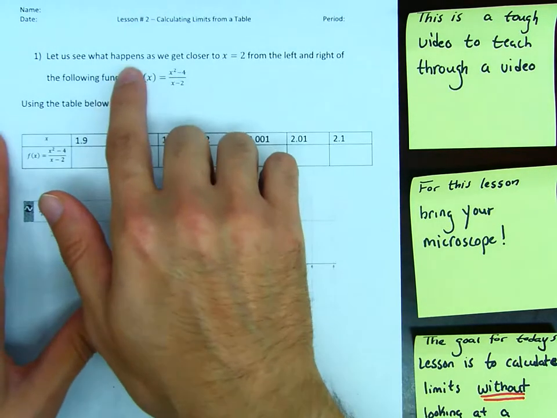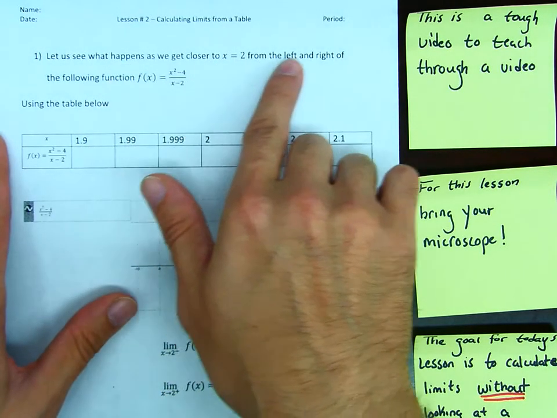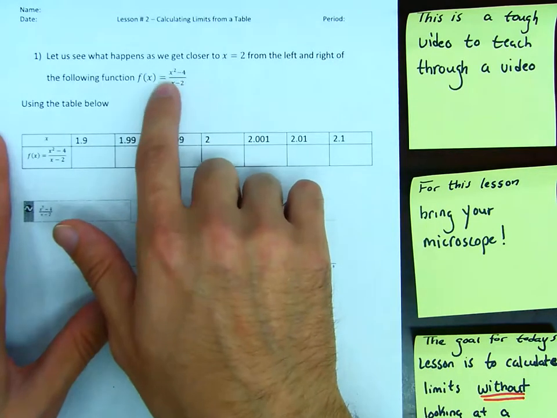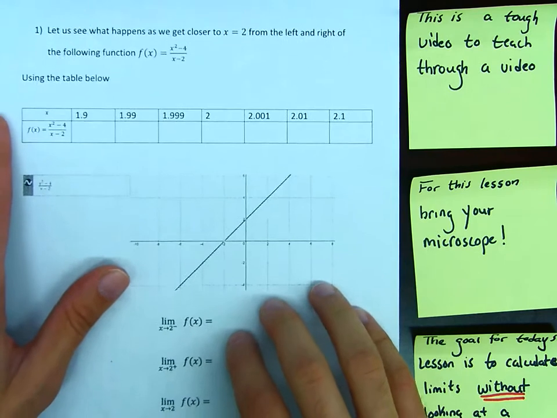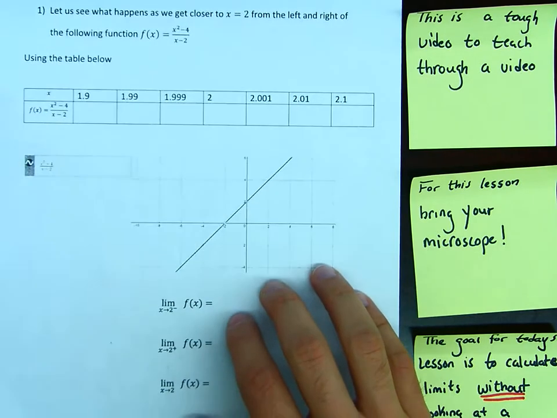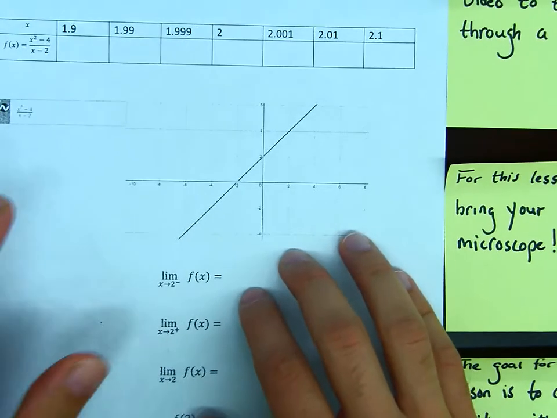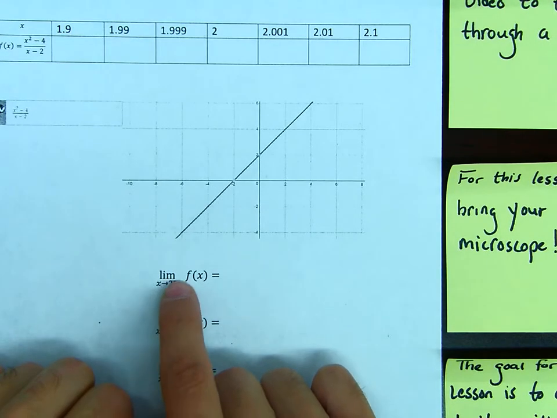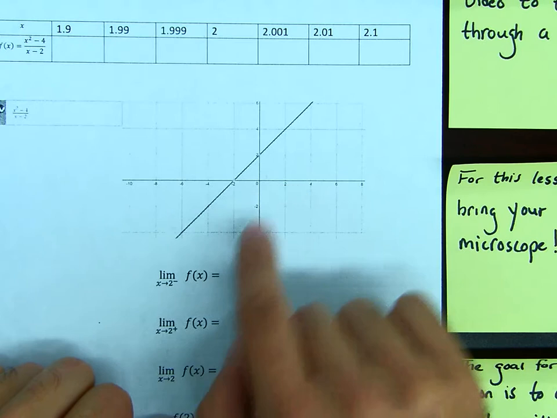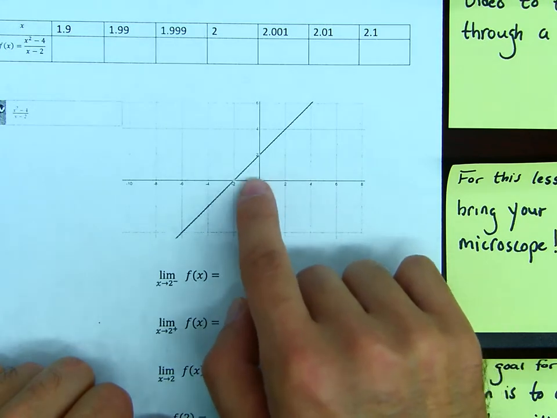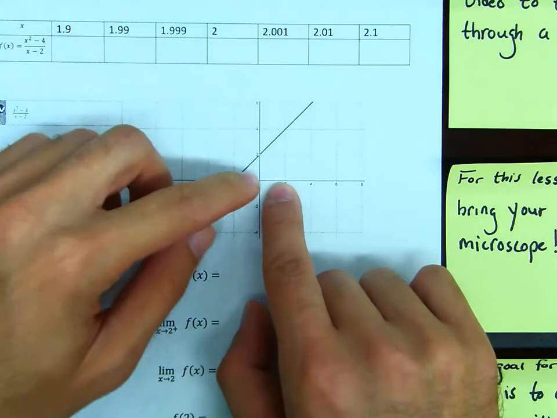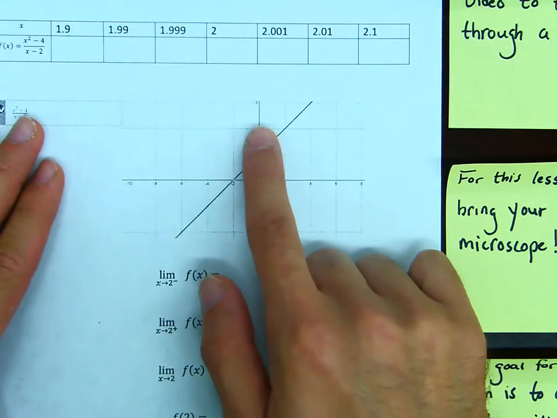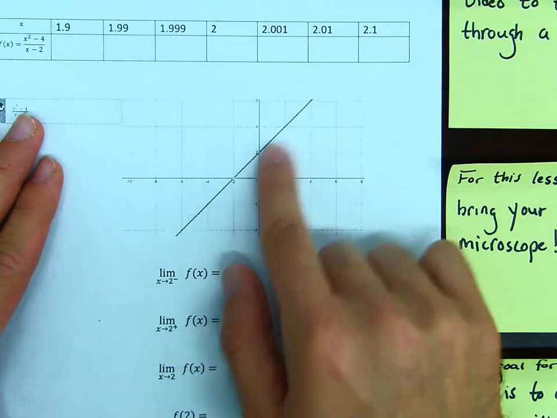Let's see what happens as we get closer to x equals 2 from the left and the right of the following function, f of x equals x squared minus 4 over x minus 2. Based on the previous lesson, if we look at this graph and ask what the limit as x approaches 2 from the left of f of x is, notice that the closer I get to x equals 2, the graph is getting closer to 4. So the limit from the left is 4, just by looking at this graph.